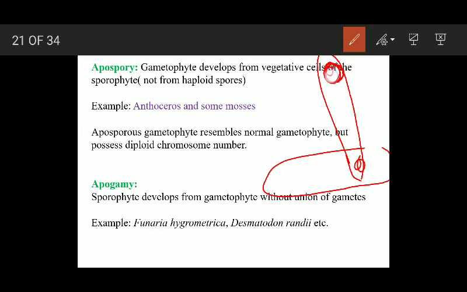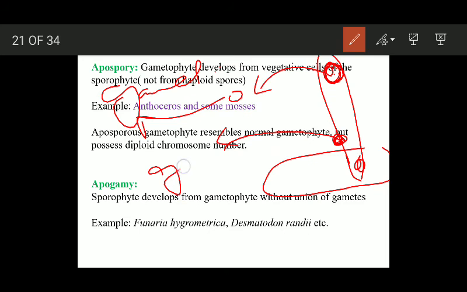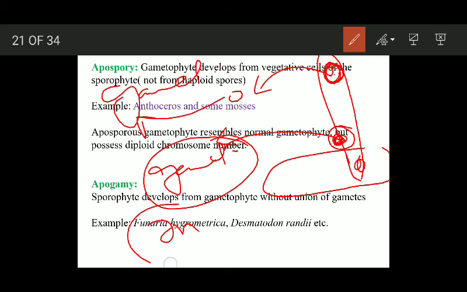Normally in the capsule meiosis occurs and spores are formed, haploid spores which result in the formation of gametophytes. But in some bryophytes it has been seen that the other cells of the sporophyte, the vegetative cells of the sporophyte, give rise to gametophyte. The vegetative cells of the sporophyte are diploid, and obviously the gametophyte that results directly from these sporophytic cells will also be diploid. The gametophyte does not result from the haploid spores. Instead, it results from the diploid cells of the sporophyte.